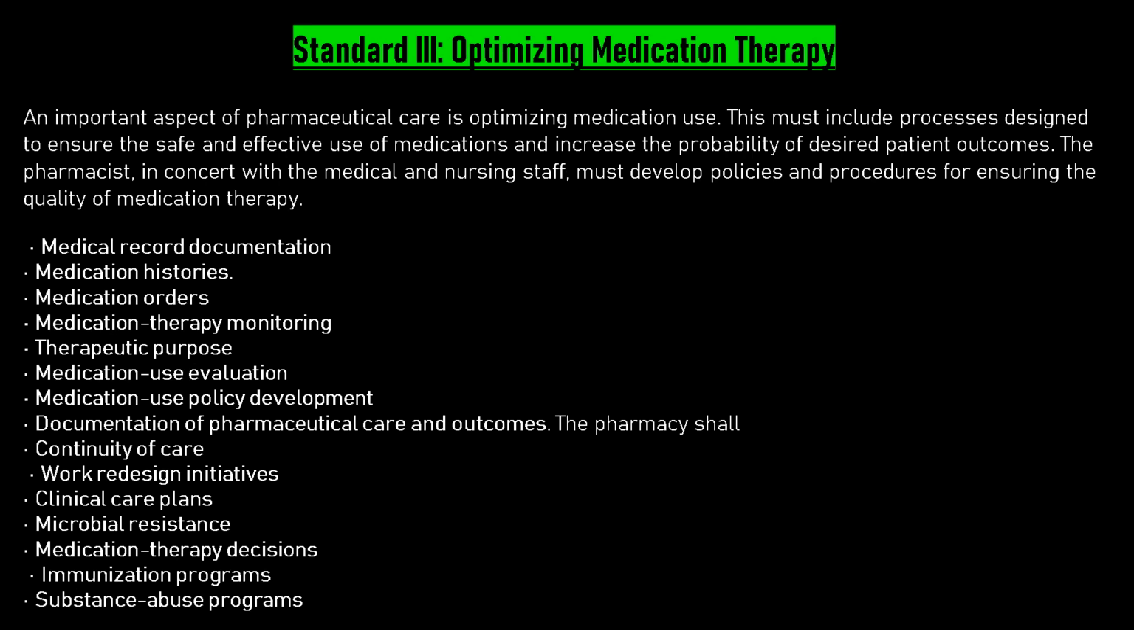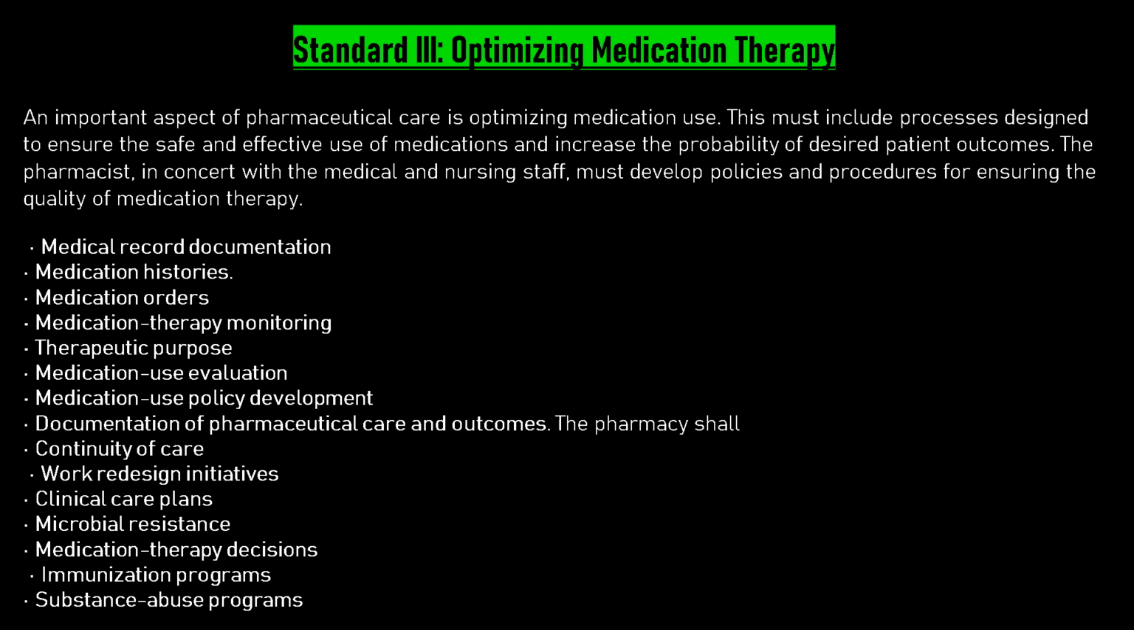The standard number 3 is optimizing medication therapy. What is this type of therapy? An important aspect of pharmaceutical care is optimizing medication use. This must include processes designed to ensure the safe and effective use of the medication and increase the probability of the desired patient outcome. The pharmacist, interacting with the medical and nursing staff, must develop policies and procedures for ensuring the quality of the medication therapy.